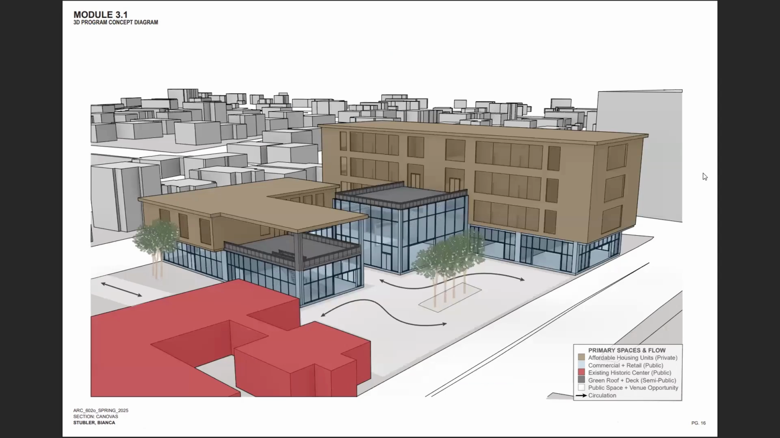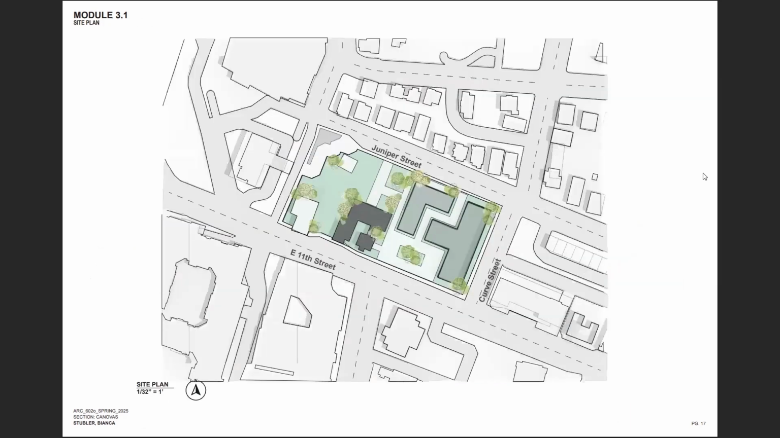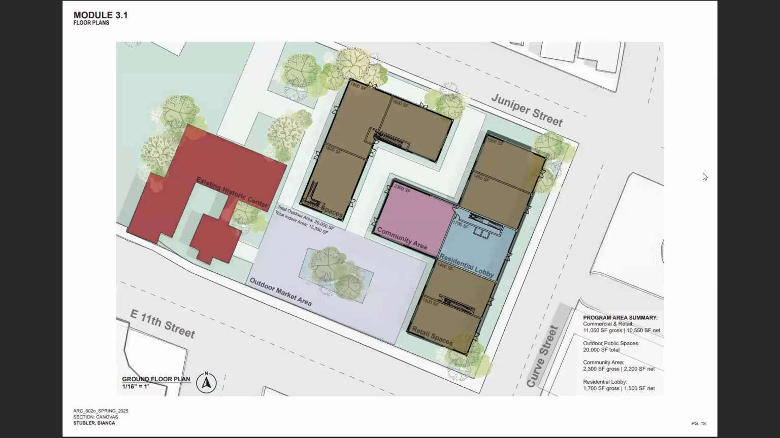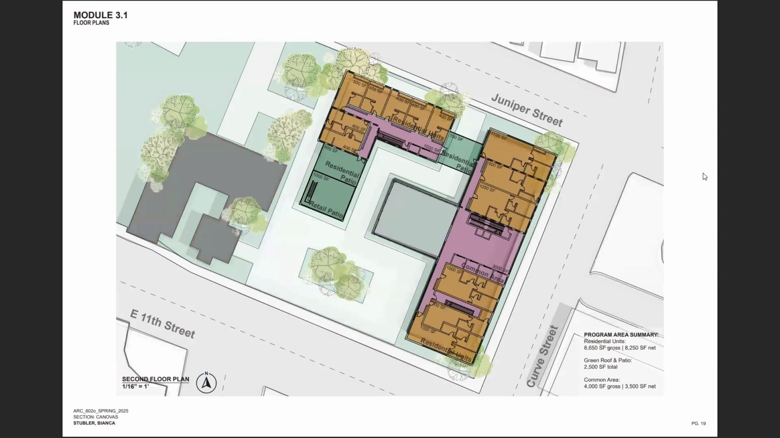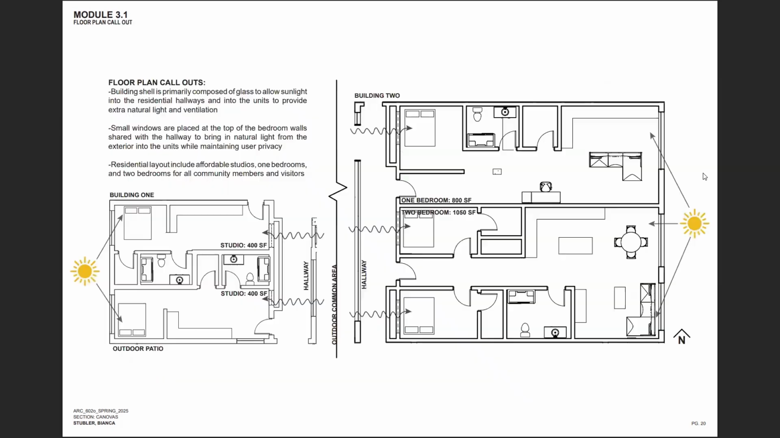into some of the more updated things, the 3D program concept diagram, just showing the spaces and the flow. First floor, second floor, kind of going into the different areas. And then second floor, we're highlighting here a couple of the callouts that we will blow up in the next slide. And it's just showing the different type of buildings.